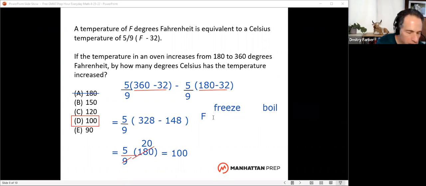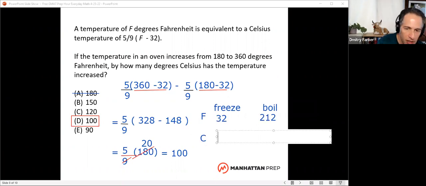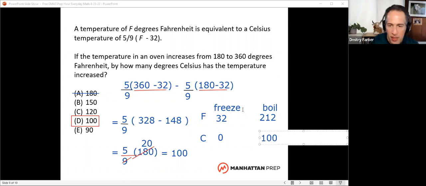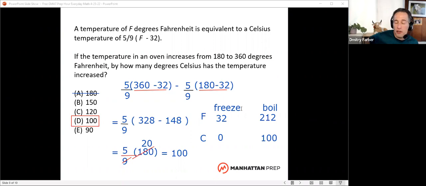And so the 32 is just to get the same beginning point. And then from there, for every degree Fahrenheit, you're only getting 5/9 as far up the scale as for Celsius. With Celsius, it only takes a 100-degree increase to get from freeze to boil, whereas in Fahrenheit, it takes a 180-degree increase to get from freeze to boil. So the 32 is just saying, where do we start? But every time you go up 100 degrees Celsius, you're going up 180 degrees Fahrenheit.